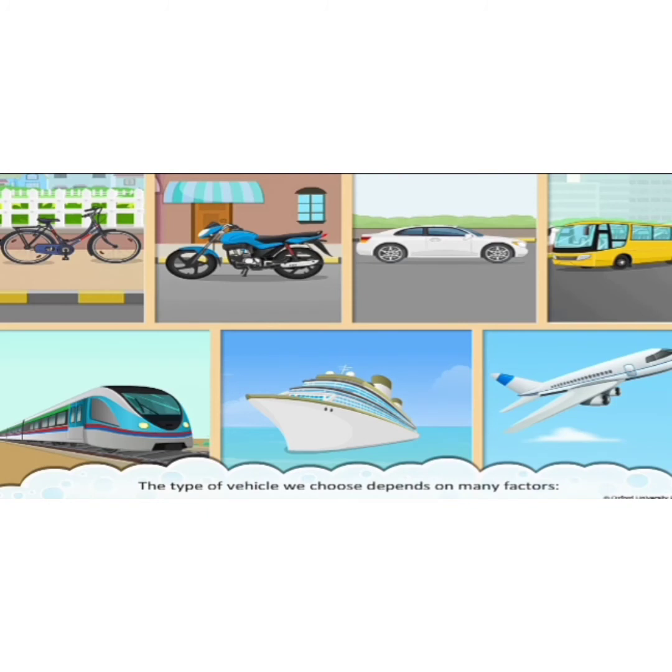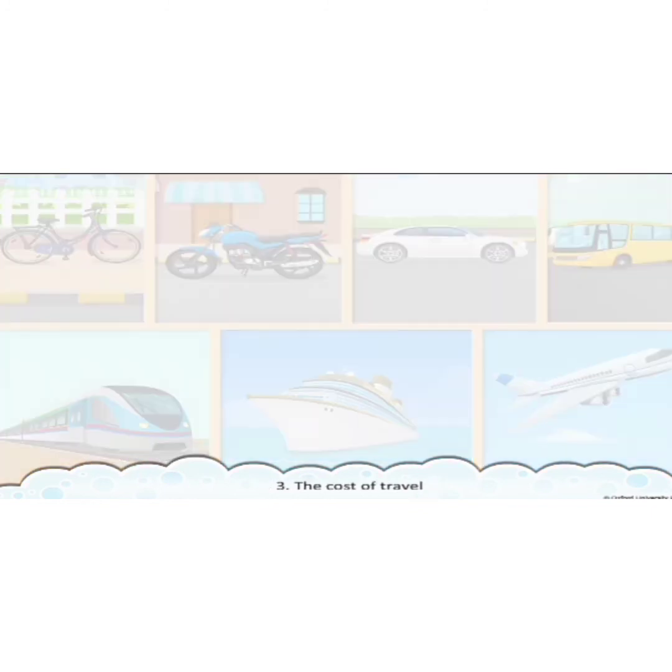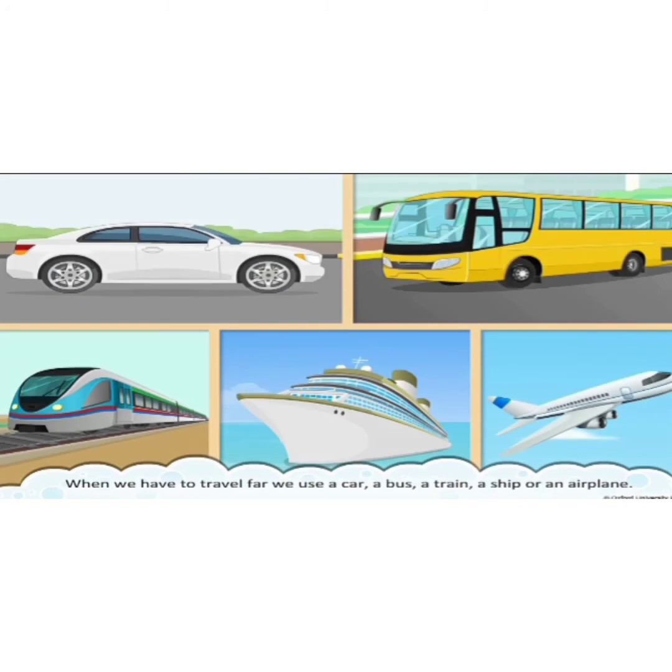The type of vehicle we choose to travel in depends on different things, such as the distance to be traveled, the time needed to travel, and the cost of travel. When we have to travel far, we use a car, a bus, a train, a ship, or an aeroplane. Air travel is the fastest way to go anywhere. It is also the most expensive means of transport.